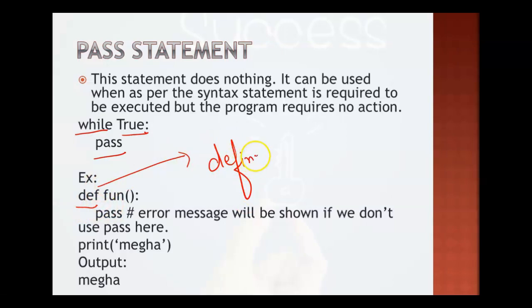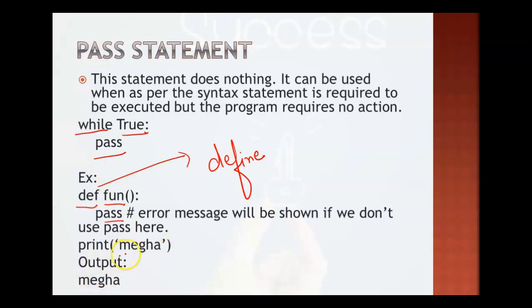So here we are defining a user defined function, and the name of the user defined function is fun. We are going to take user defined functions in detail in the next chapter. After this Python revision, we have the user defined function only, and then you can use pass. An error message will be shown if you don't use pass here, because if you are starting with something, then some body should be there, some statement should be there for the execution. And then you check, we have print mega.